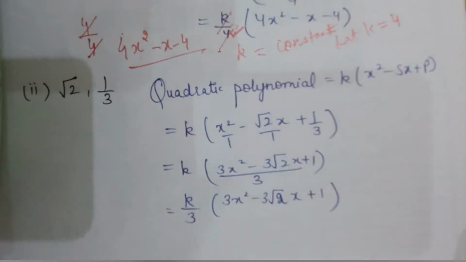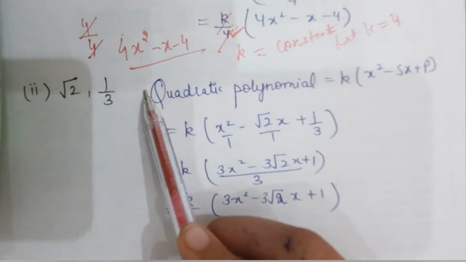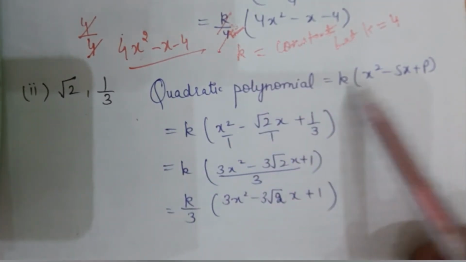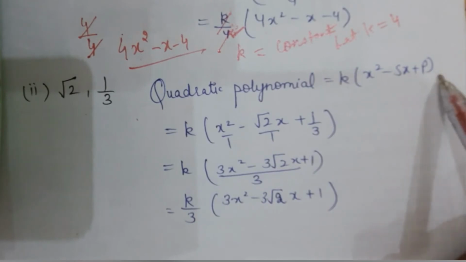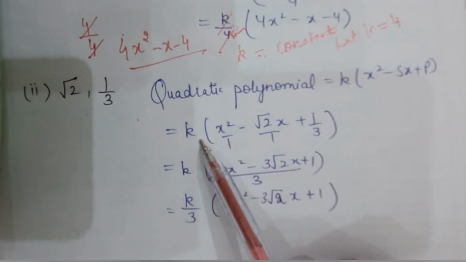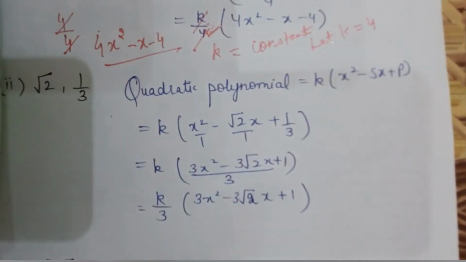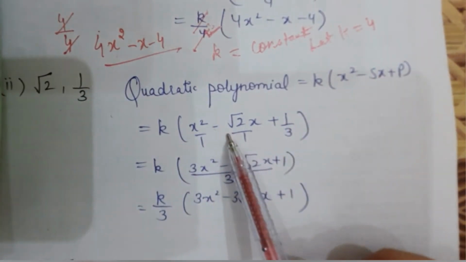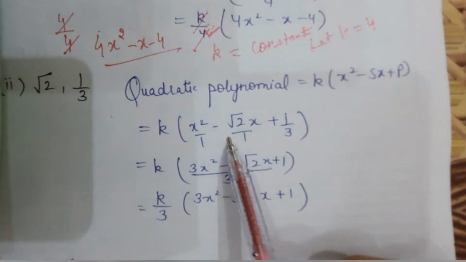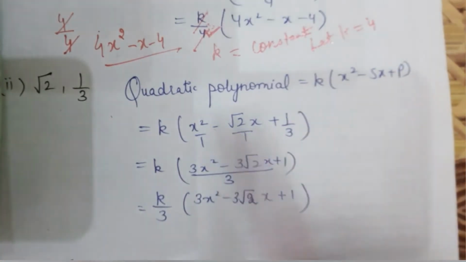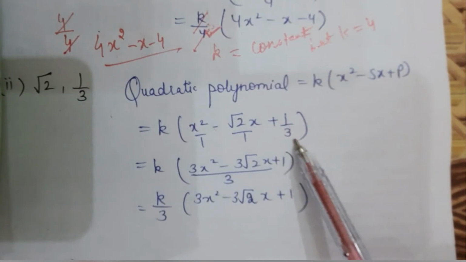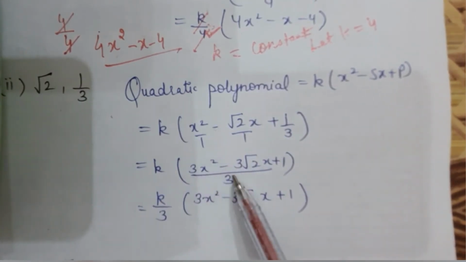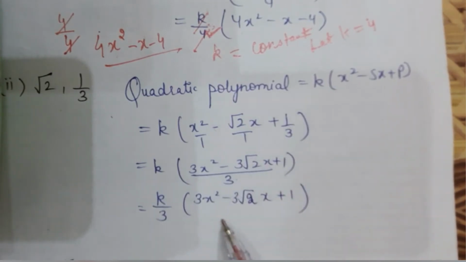Now second part, √2 is the sum and 1/3 is the product. So your quadratic polynomial is, as same, kx² minus sx plus p. K is constant, x² will remain x², minus sum, sum is given to you √2, so √2 x, plus product is given to you 1/3. So it is 1/3. Now we will take LCM. From LCM we will get 3x² minus 3√2x plus 1.